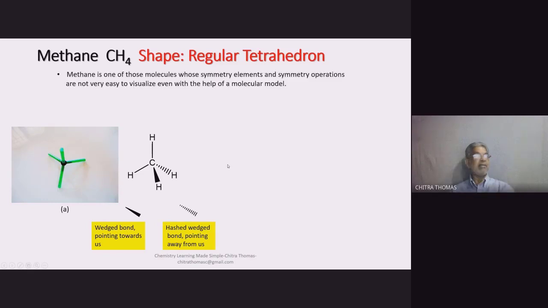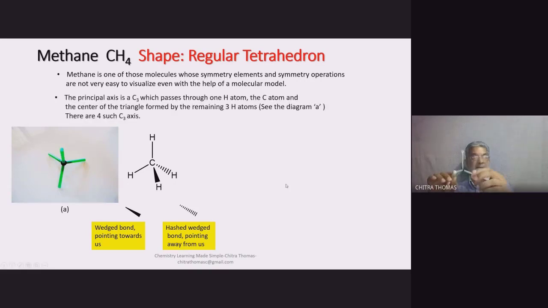The methane is one of those molecules whose symmetry elements and symmetry operations are not very easy to visualize, even with the help of a molecular model.